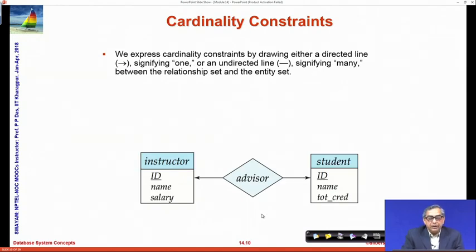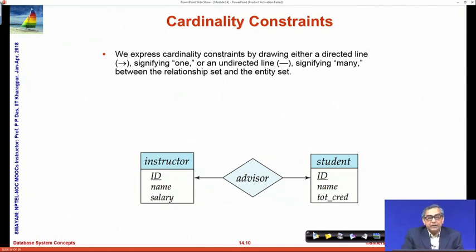There could be a constraint on the cardinality. So, the line that links the relationship diamond with the rectangles of the entity sets could have an arrow at the end or may not have an arrow at the end. So, if it has an arrow, it means 1, and if it does not have an arrow, if it is simple, then it means many.